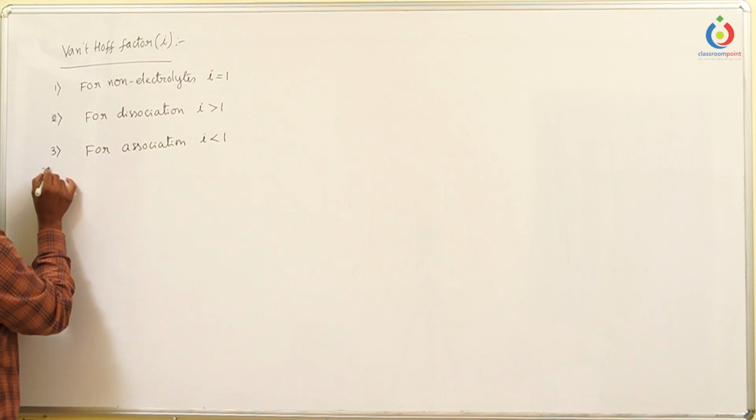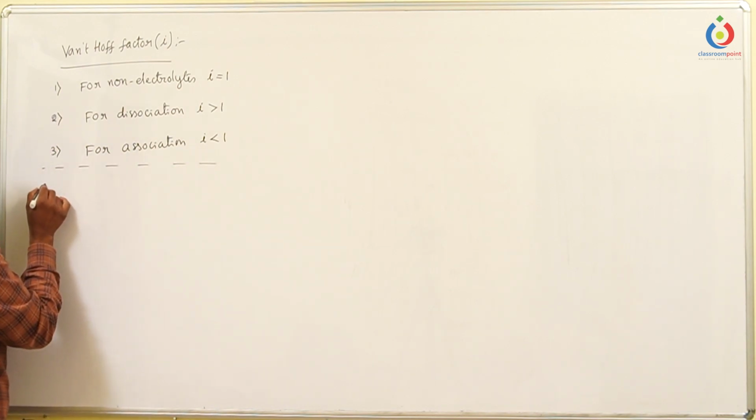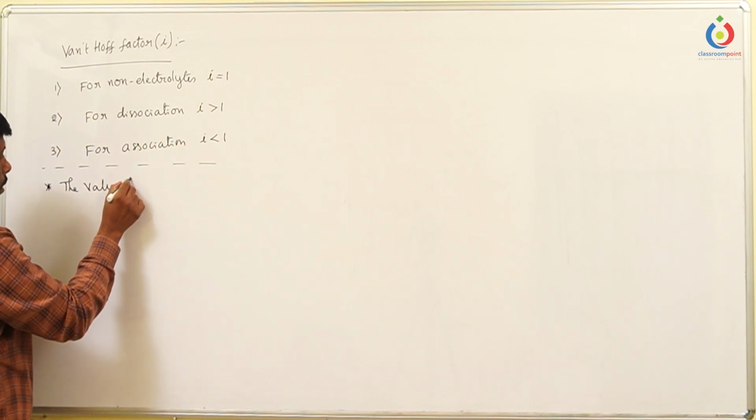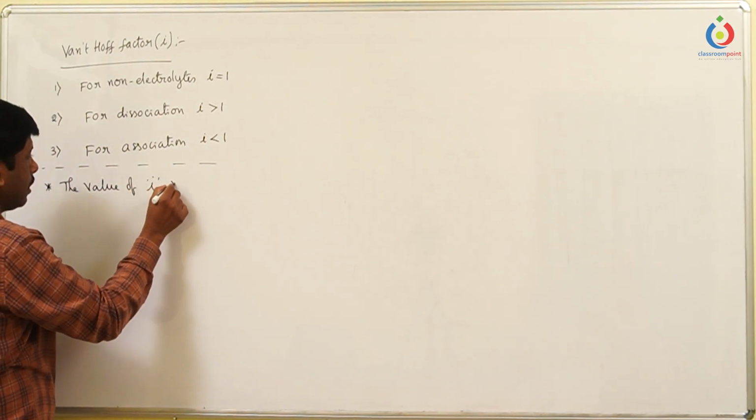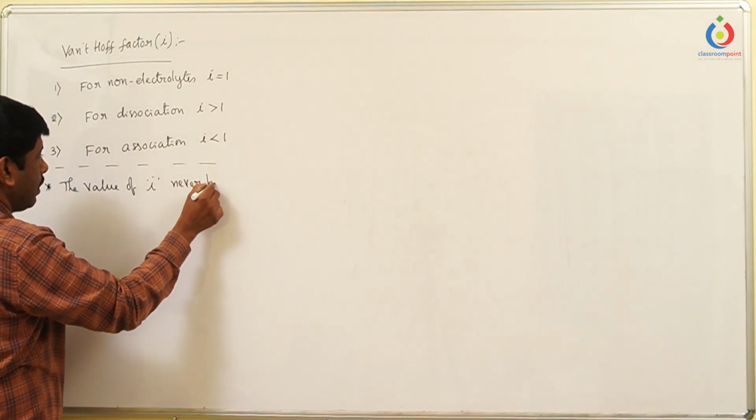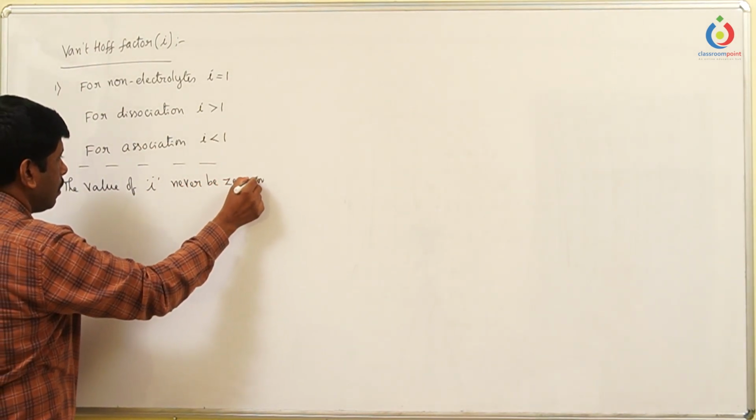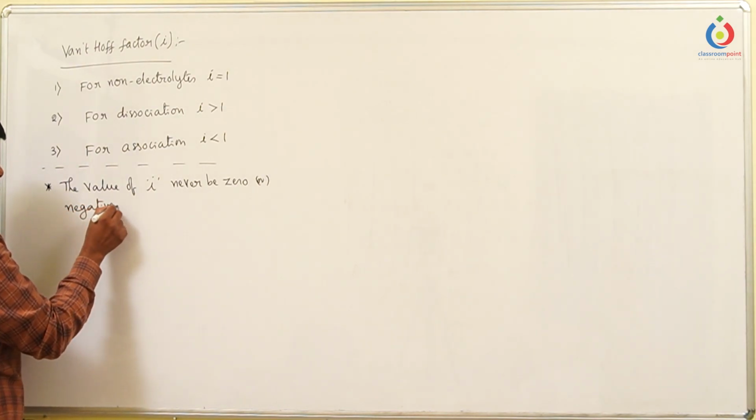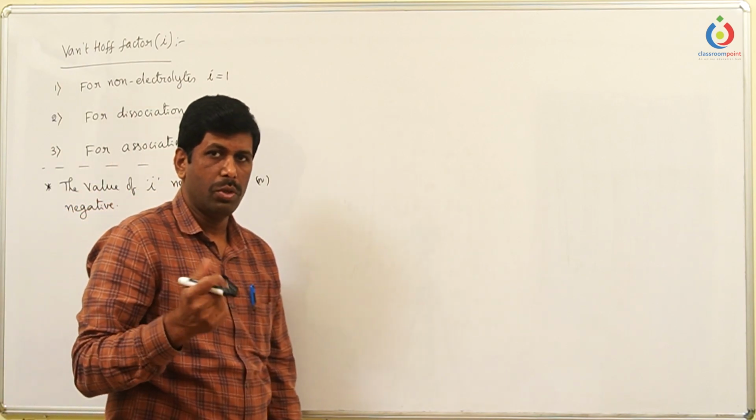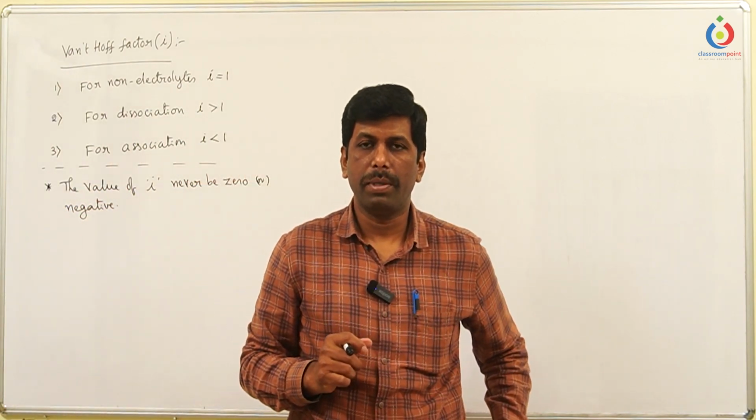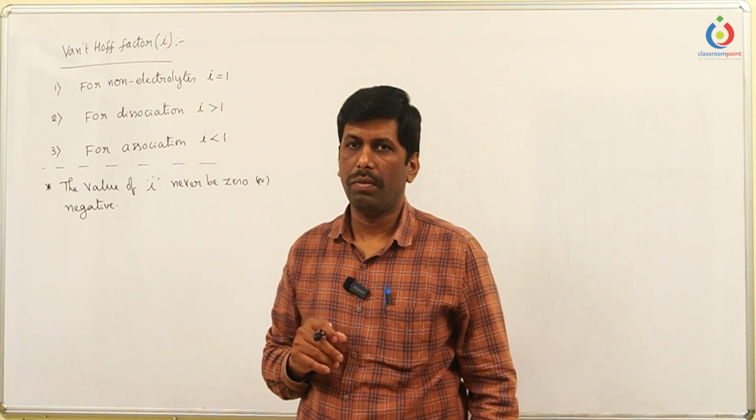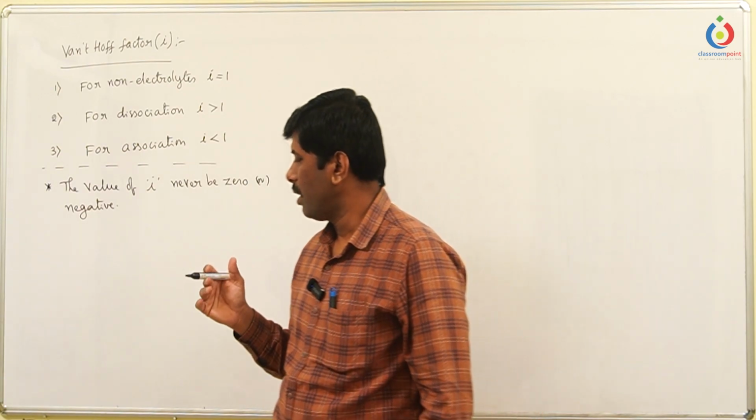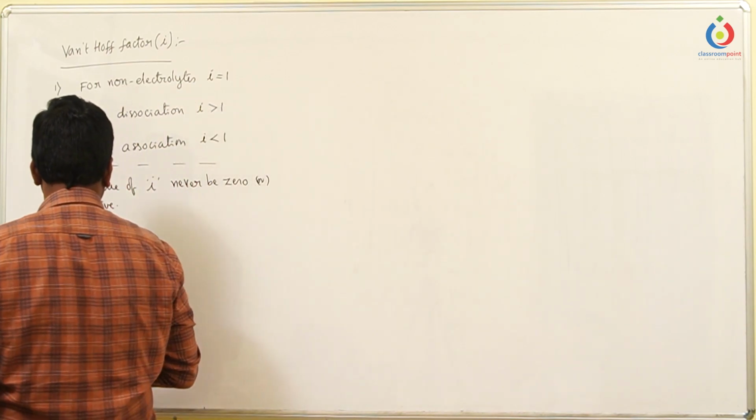Also you should remember that the value of I can never be 0 or negative. I value equal to 0 means no particles are present. If no particles are present, that cannot be called a solution. It is only solvent. And negative particles do not exist. So the I value can never be 0 or negative.